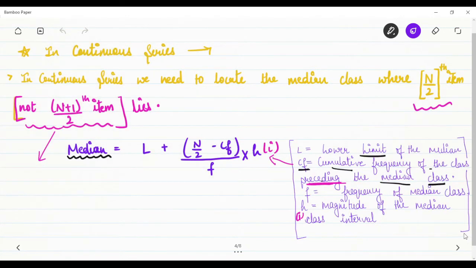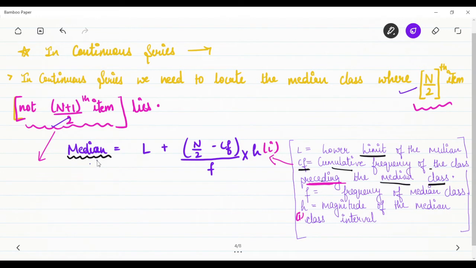Now let us understand the calculation of the median in the continuous series. In the continuous series, we need to locate the median class where the n by 2 th item lies. I have highlighted this: n by 2, not (n plus 1) by 2. In the discrete series we use the n plus 1 formula, but in the continuous series the formula is the n by 2 th item. This is how we calculate the position of the median.